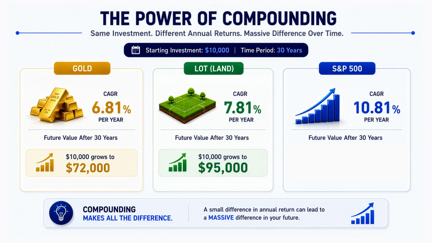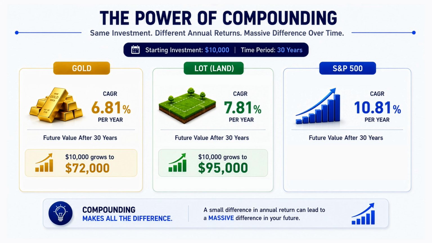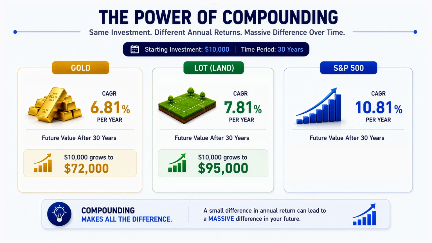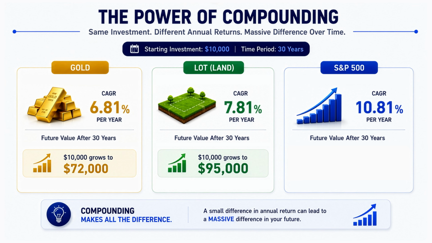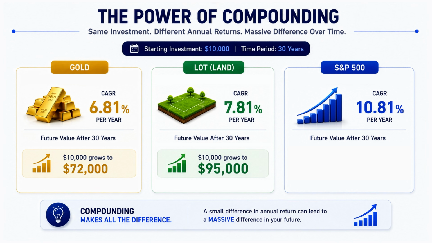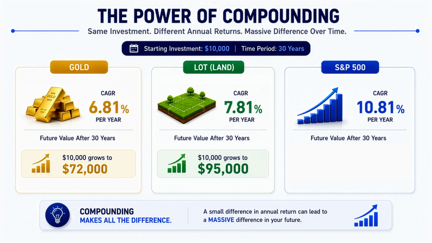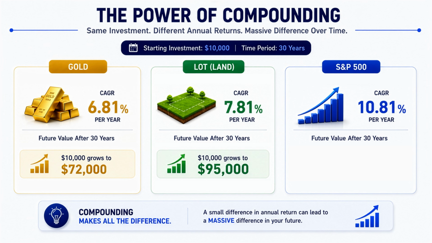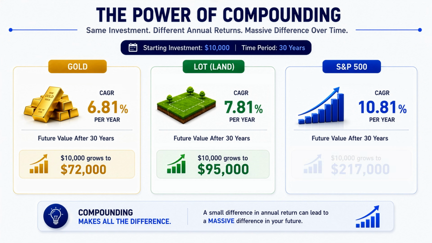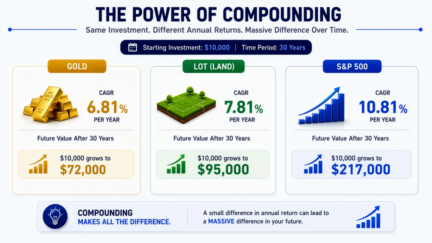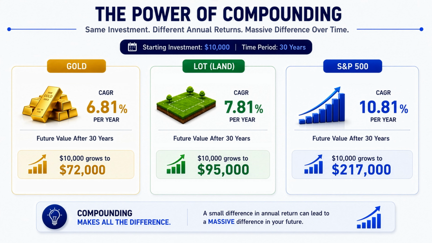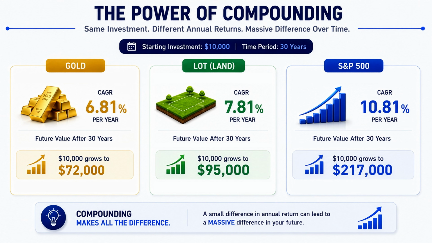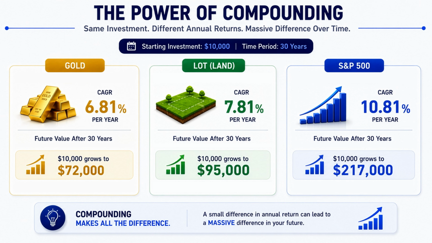And just for a comparison, let's say someone had invested $10,000 in the S&P 500 instead. Over that same period, the S&P 500 had a compounded annual growth rate of 10.81%. At that rate, a $10,000 investment would grow into roughly $217,000. So while gold and land investments may have looked good at first, they didn't compare well to the S&P 500 over that 30-year period.